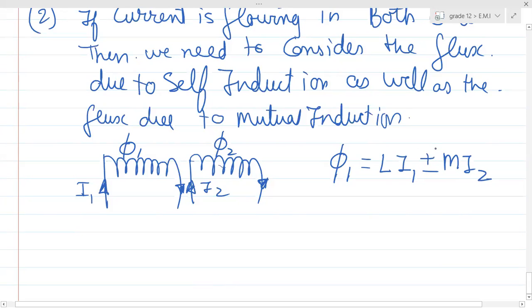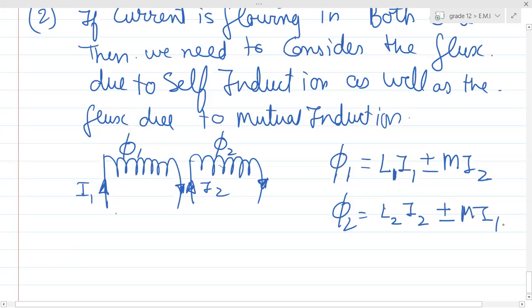Should I tell you or not, that's the question. Because that dot convention is no longer in the syllabus, but still you can write this as plus minus. Or if I want to calculate the flux in the second coil, it is L2 into I2 plus minus M into I1.